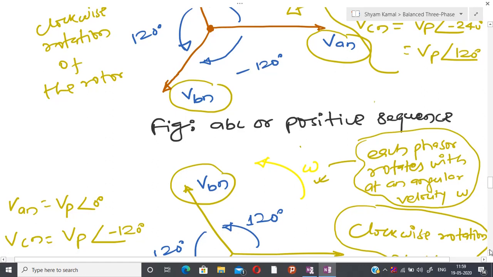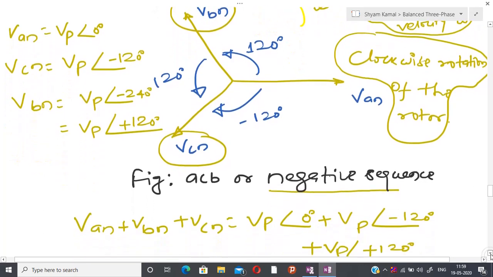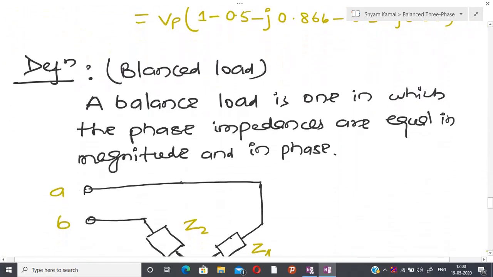Now, if we understood the connection of the source, then let us come to the load, and again same like balanced voltage, I have the definition of balanced load, and load may be some kind of capacitor, inductor or resistor.